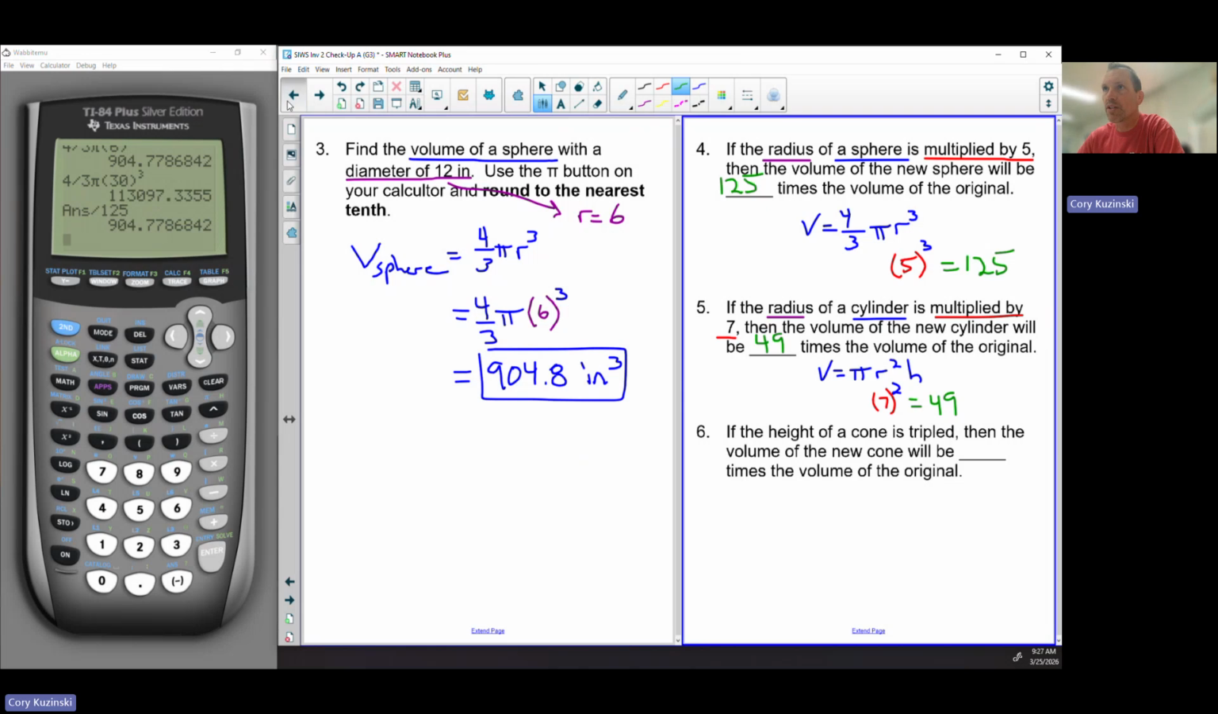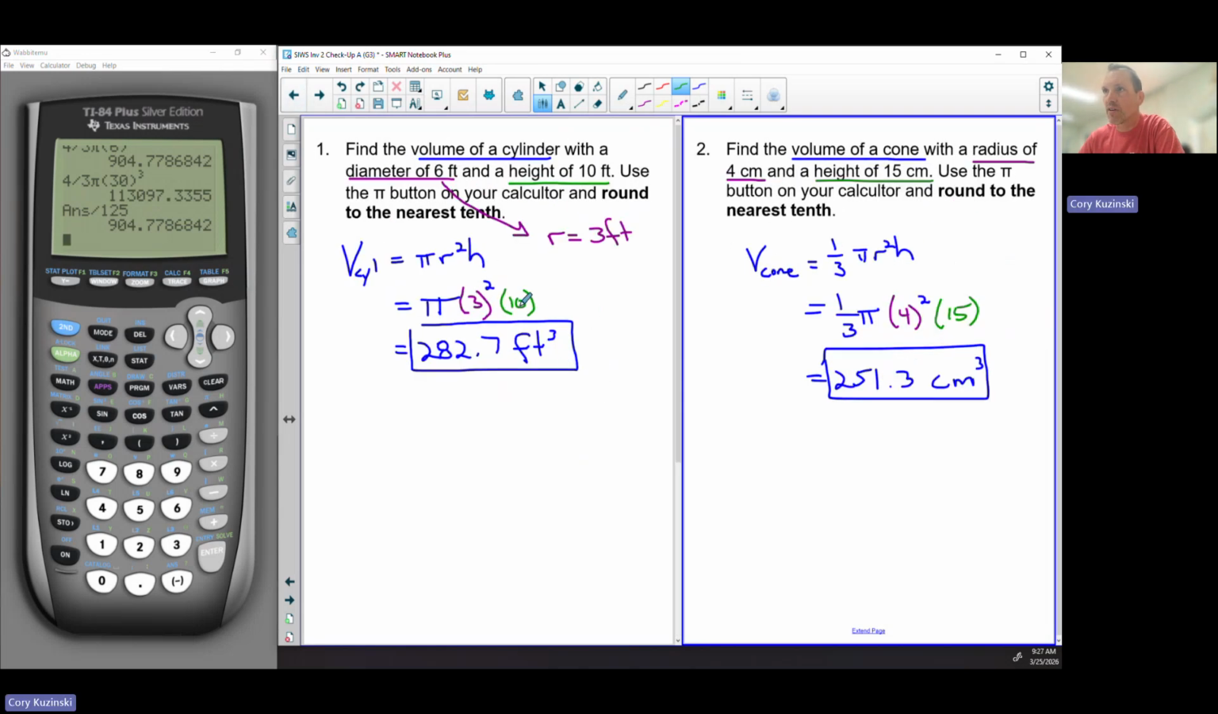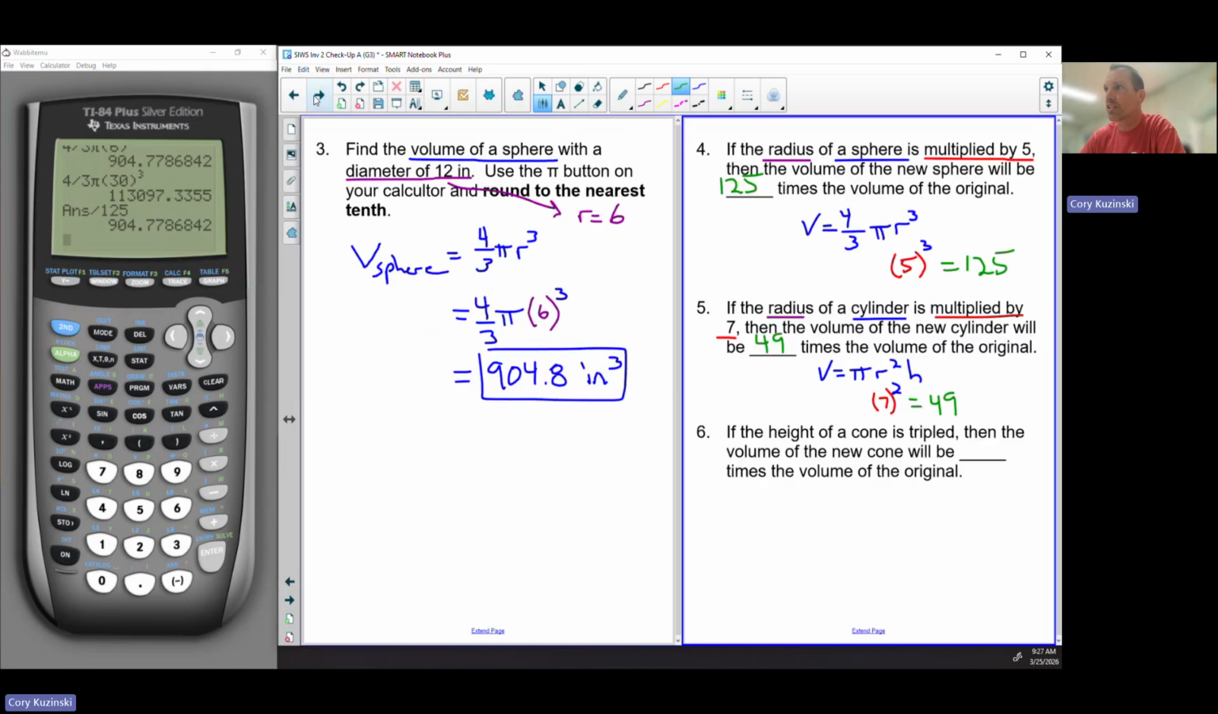So yeah, again, you could take the cylinder from number 1, you could take that 3 and make it a 21, 7 times as much, and you'll see that it's 49 times the volume.